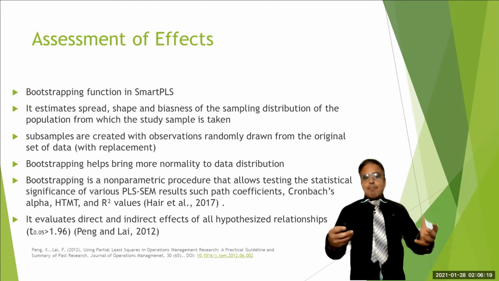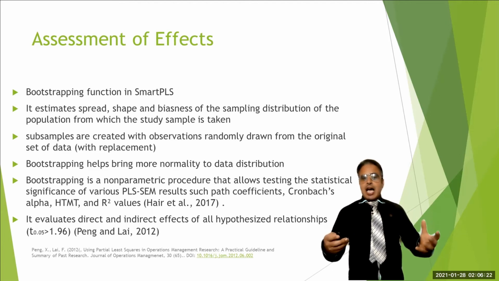So, bootstrapping estimates the spread, the shape, and the bias of the sampling distribution of the population from which the sample is taken. Subsamples are created, as I mentioned, and bootstrapping helps make your data distribution more normal. Because usually, as we mentioned in prior videos, SmartPLS data may not be normal or may suffer from non-normality. Bootstrapping mitigates the non-normality of data.